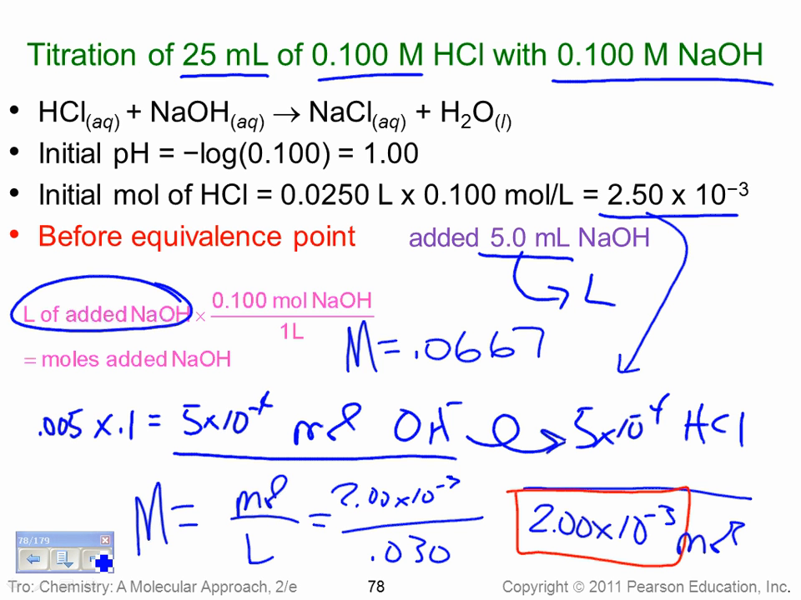So what's the pH? Negative log of that. pH is 1.2, 1.18, depending on how and where you round it. So the pH of this is 1.18. Initially it was at 1, and when I added those 5 milliliters, it went up by 0.18.